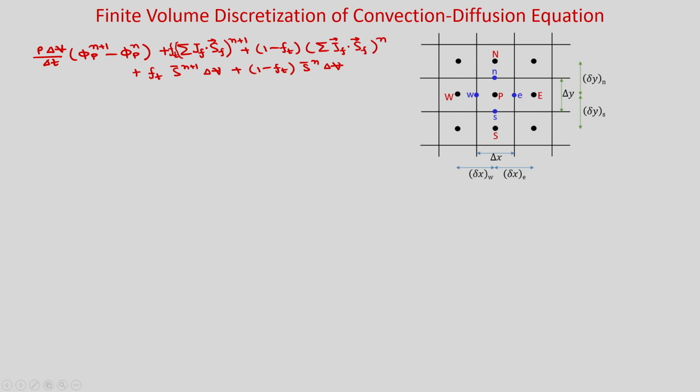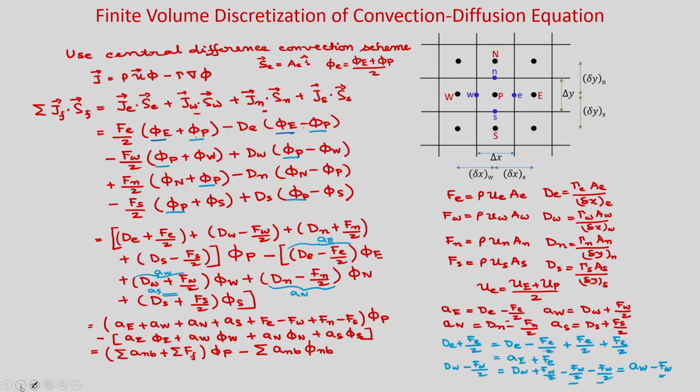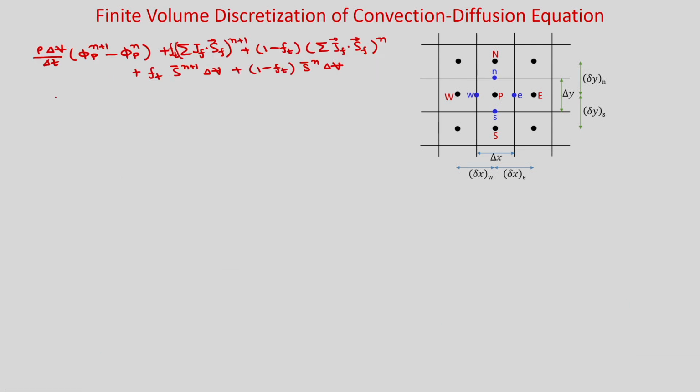Okay. So, now we have already written this term. Okay. So, summation of J f dot S f we have written in this form. So, this let us substitute it there. So, summation of J f dot S f we have written as summation of a n b plus summation of f f, okay, phi p plus summation of a n b phi n b. Okay, here it is minus.